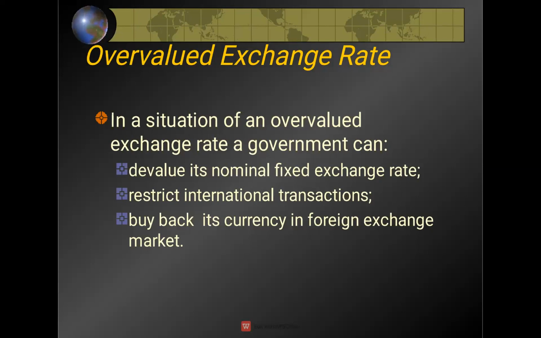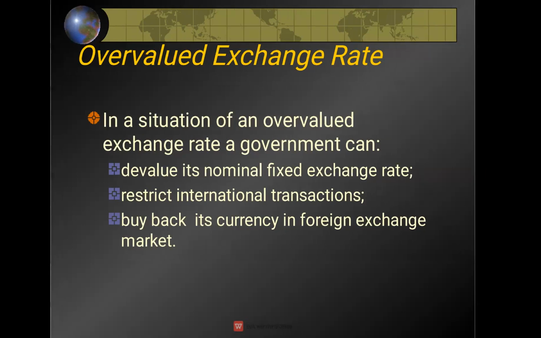Now, in a situation of an overvalued exchange rate, a government can, number one, devalue its nominal fixed exchange rate. It can also restrict international transactions and try to buy back its currency in the foreign exchange market, so that its supply is low, and as a result its currency will have more value because it has become scarce.